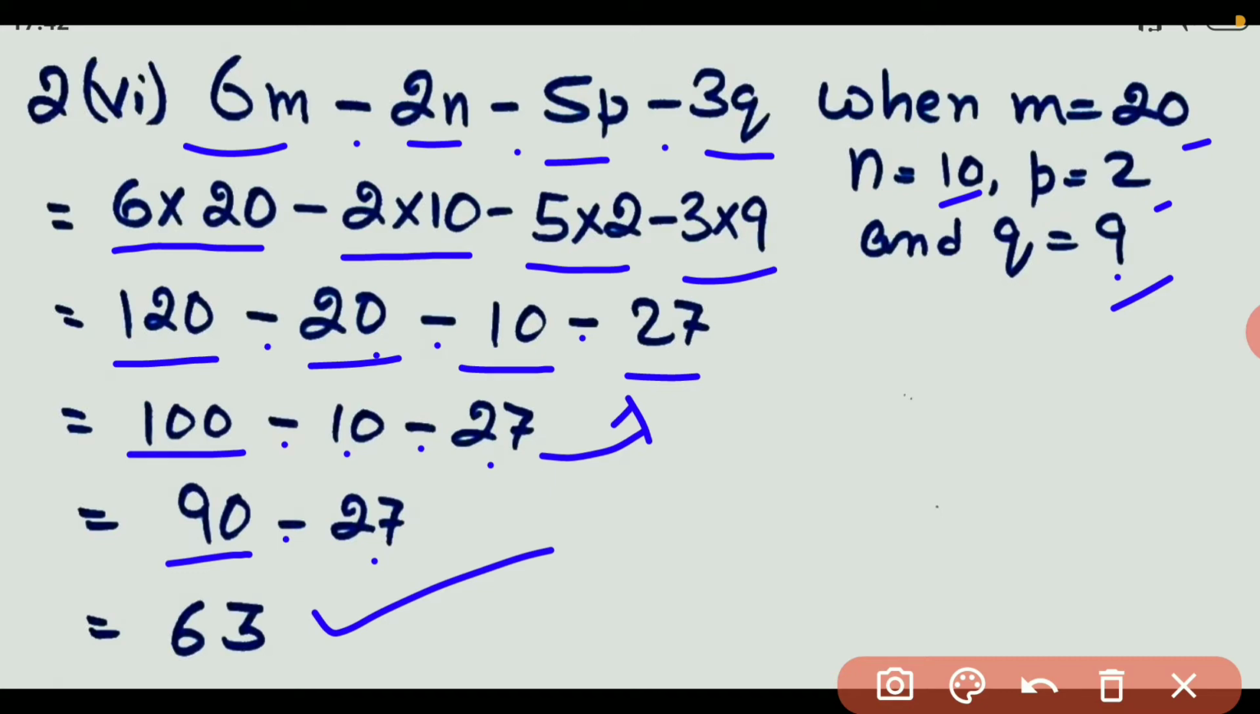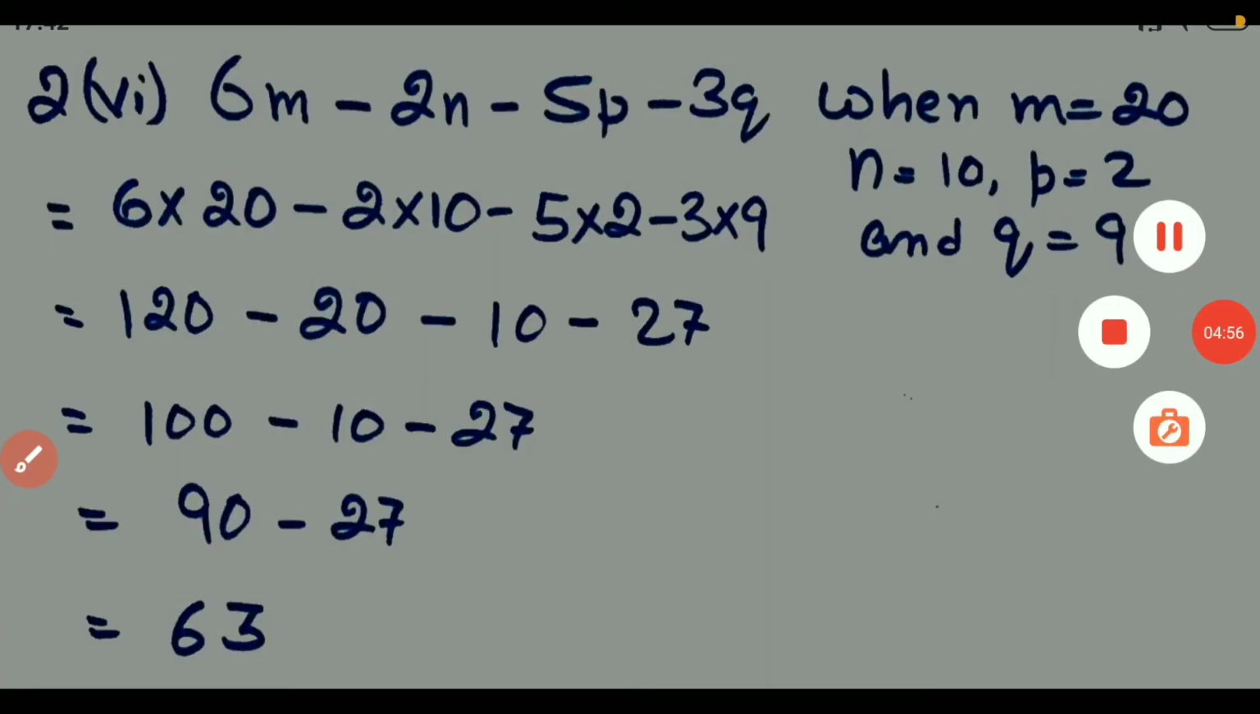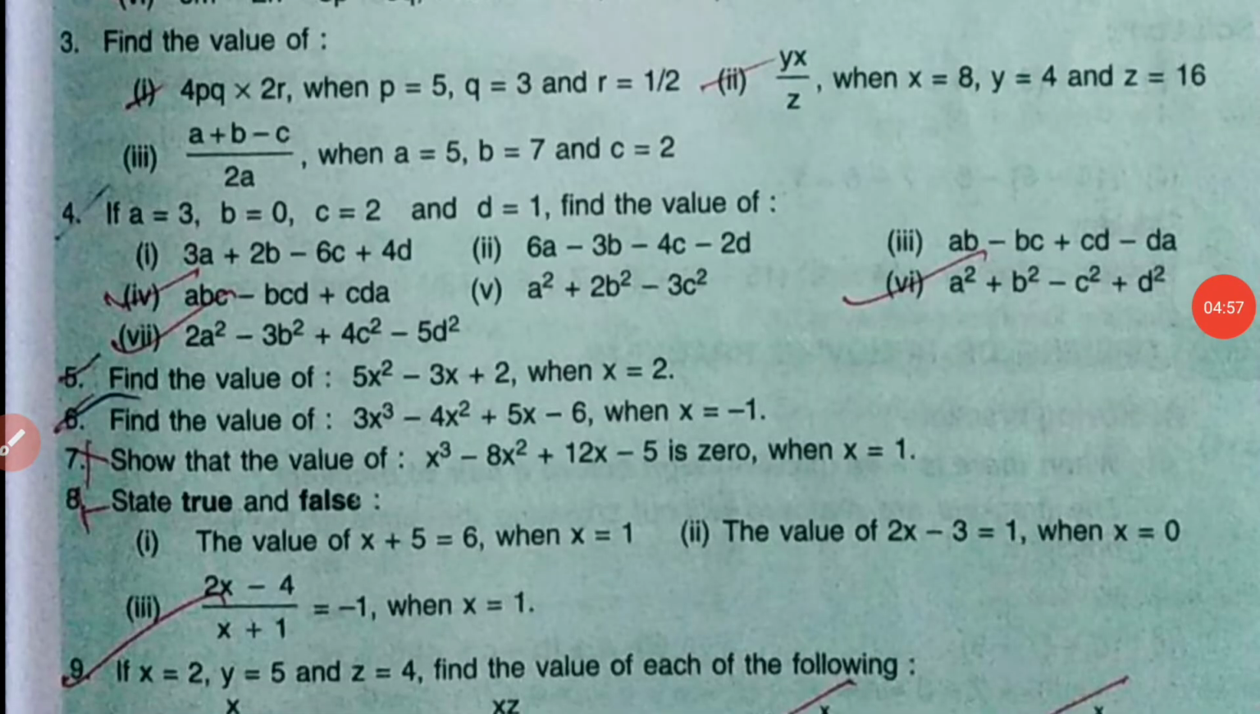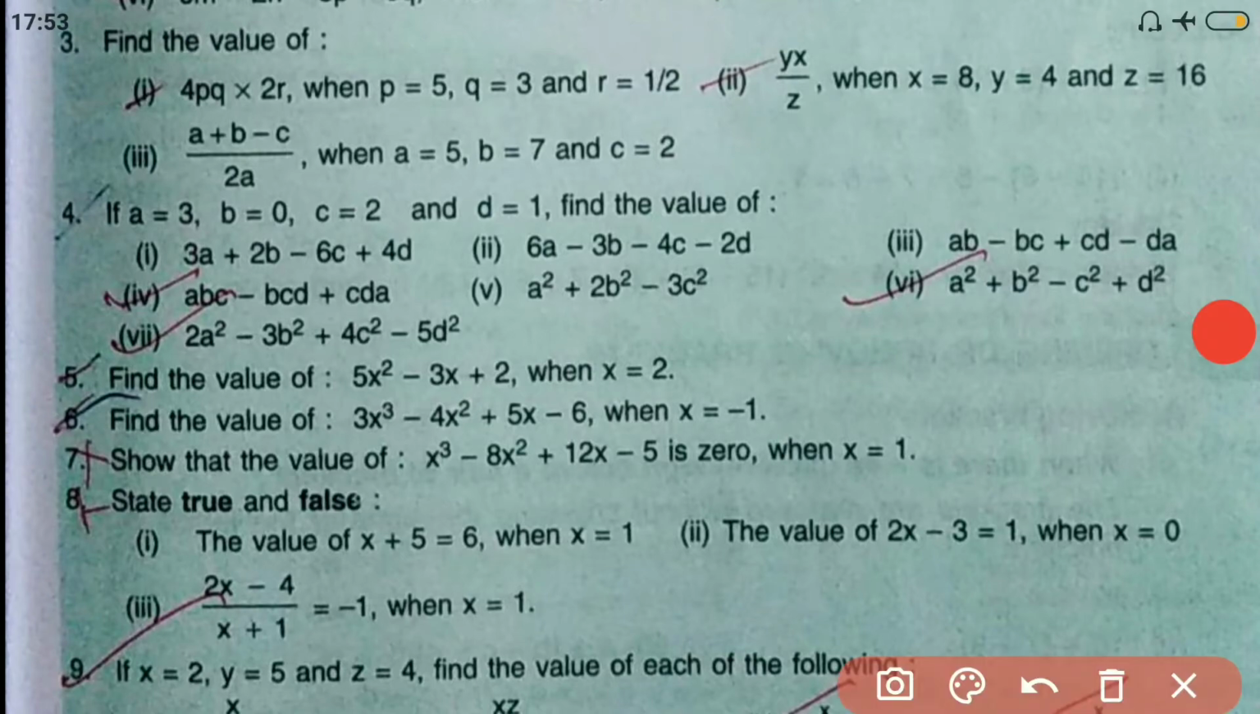Let us go to the next question, which is question number 3. Coming to the next question, which is number 3. Find the value of the same type. The question reads as 4pq multiplied by 2r when p equals to 5, q equals to 3 and r equals to half. Let us try to solve this.